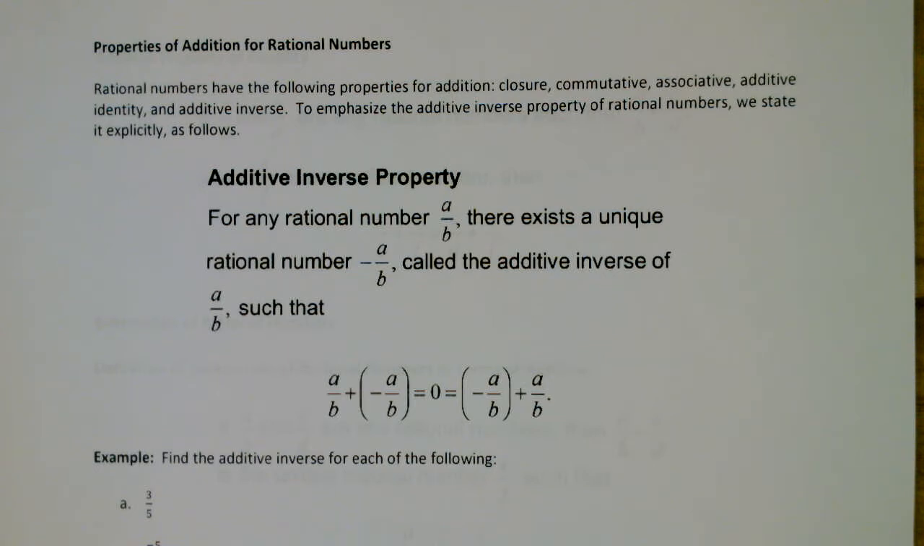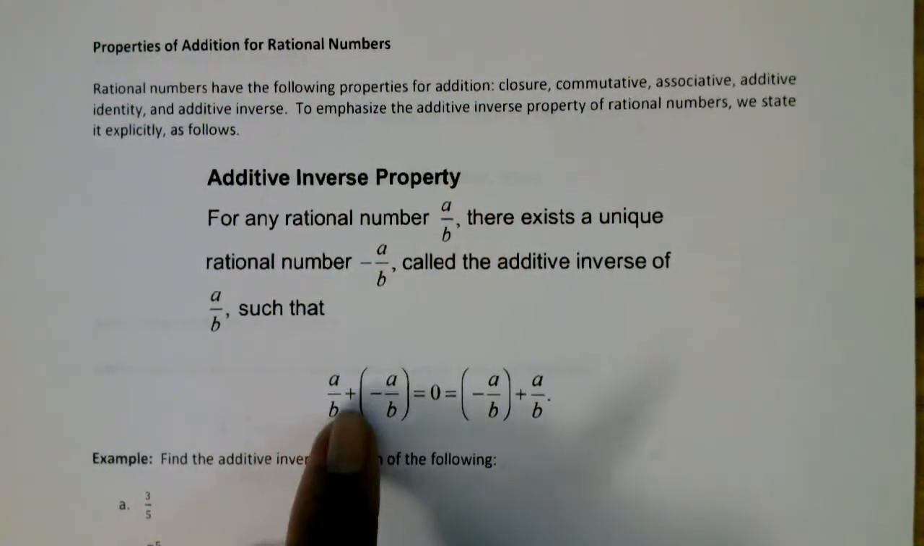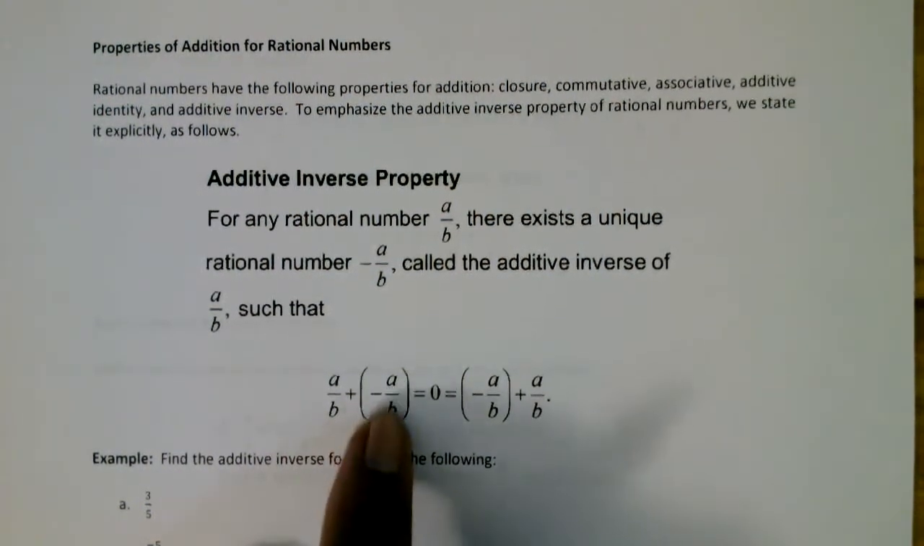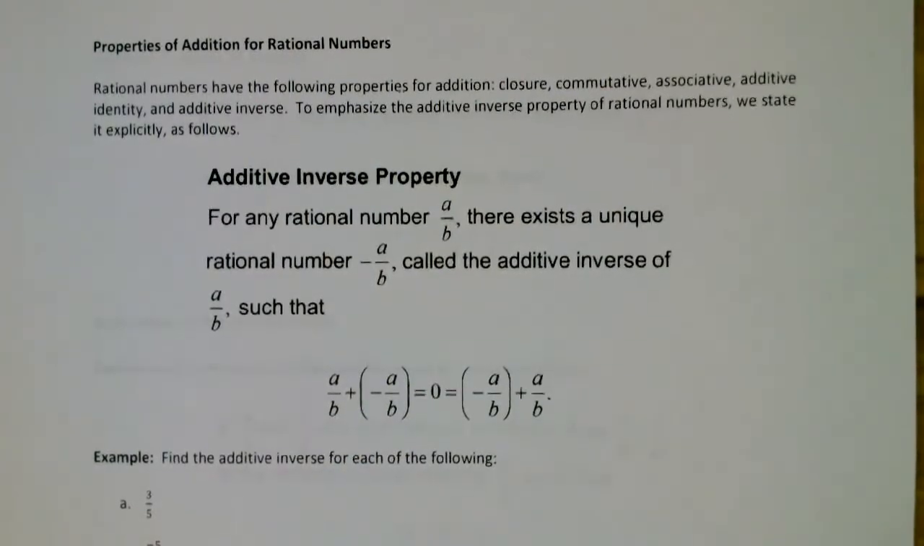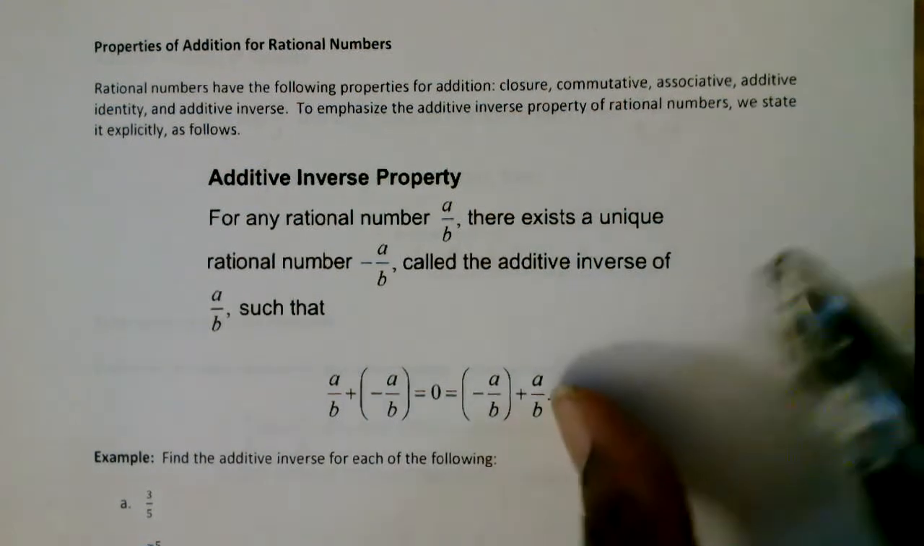Now, to emphasize the additive inverse property of rational numbers, we state it explicitly as follows. Okay, so here's the additive inverse property. For any rational number, A over B, there exists a unique rational number, negative A over B, called the additive inverse of A over B, such that if I have A over B plus its additive inverse, which is negative A over B, that's going to be equal to 0, which is also the same as saying negative A over B plus A over B. They're both additive inverses of each other.